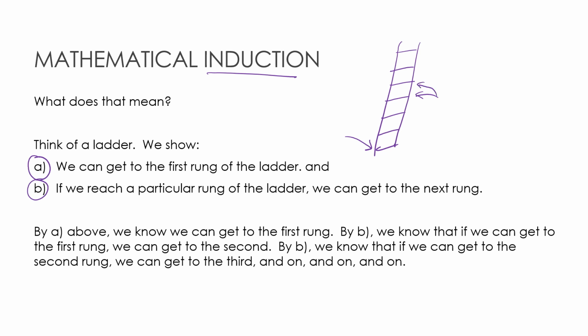Which means, let's say this is the rung, well then I can get to the next one. If I can get to this one, then I can get to the next one. If I can get to this one, I can get to the next one. You get the idea. It's basically showing as long as I can get here, and for every step that I get to, I can get to the next step, then for sure it's true I can climb to the top of the ladder.